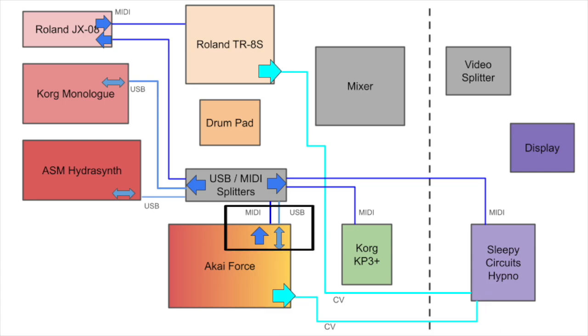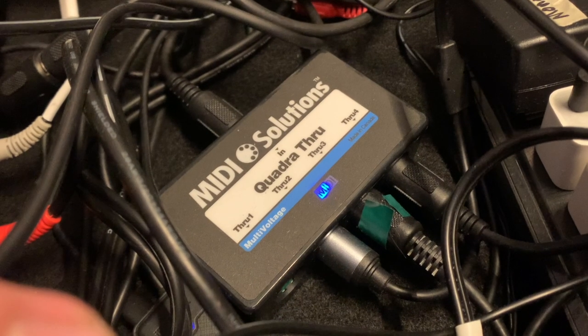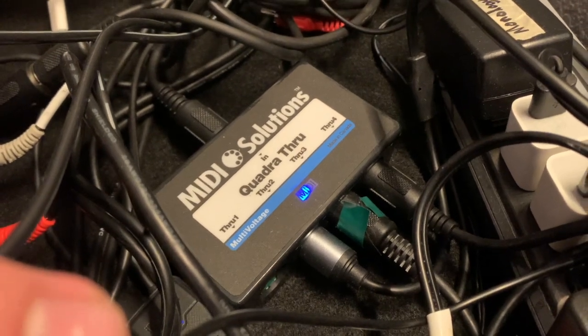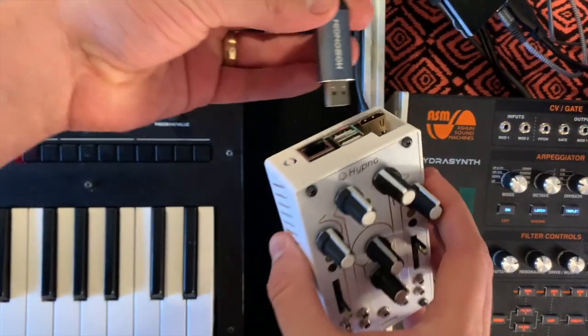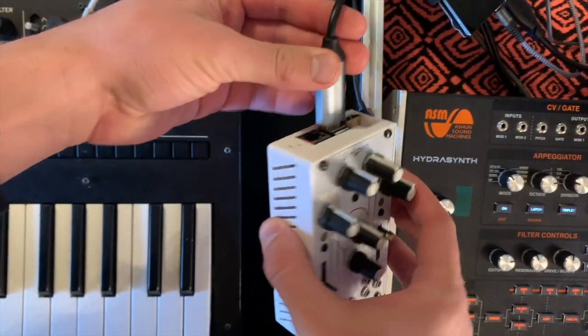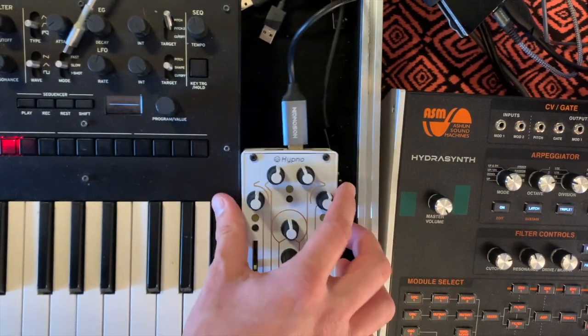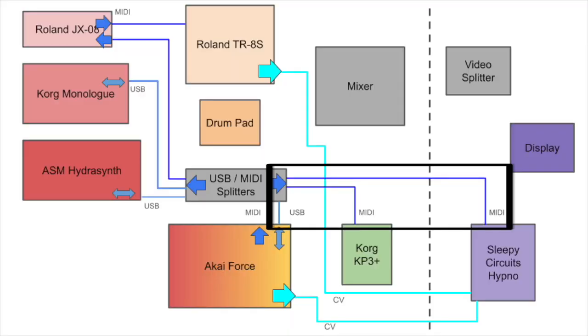The MIDI out of the Force gets adapted to the 5-pin with an adapter going into a 1 to 4 5-pin MIDI splitter. That gets converted back into USB, back into the Hypno. It's a little long in terms of a data chain, but it works fine. You just have to make sure that you're buying the right adapter online.